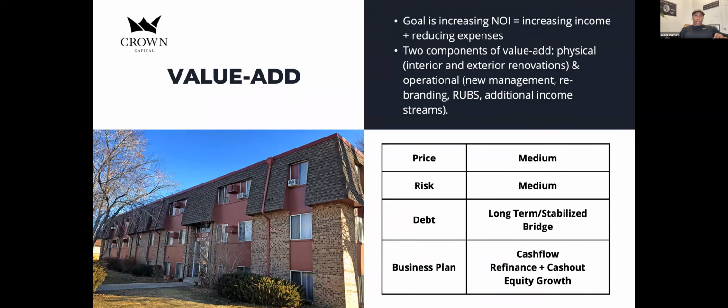So we have value add. Value add is one of our favorites. Buying a value add apartment building means that you plan to perform improvements to that building to increase the value, either by aesthetic upgrades, meaning you're making improvements inside or outside of your building, or by increasing the rents, or by finding different ways to create new revenue.